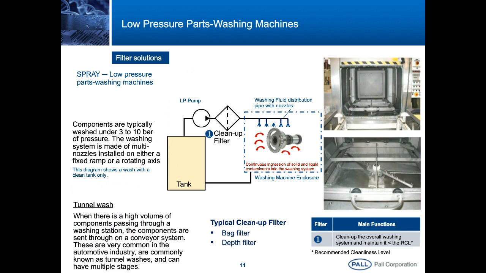Again, low-pressure part washing machines are very common in the industry. Components are typically washed between 3 and 10 bar. The washing system is very simple, made of a reservoir and distribution line fitted with nozzles.